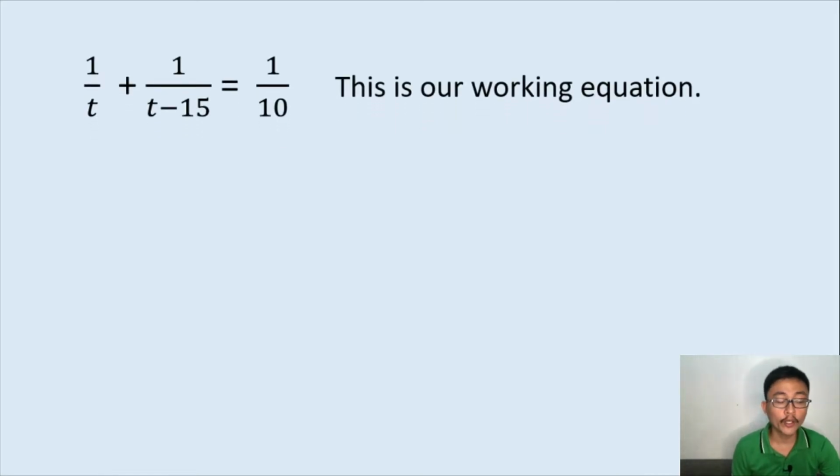So the working equation will be the part of work ni Pam plus yung part ng work ni Odette that is equal to the whole work that they going to work together. So that is 1 over t plus 1 over t minus 15 equals 1 over 10. So ito na ngayon yung tinatawag natin na working equation.